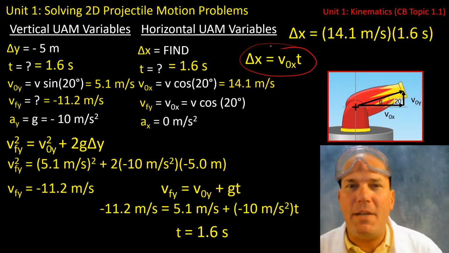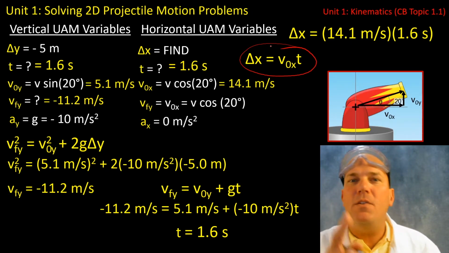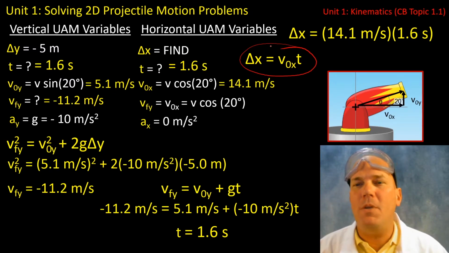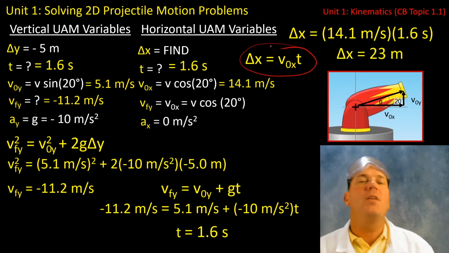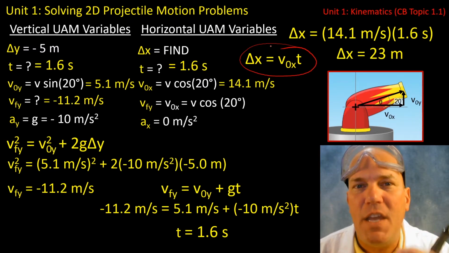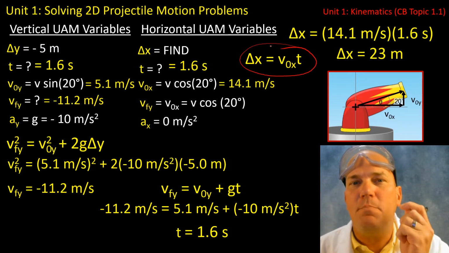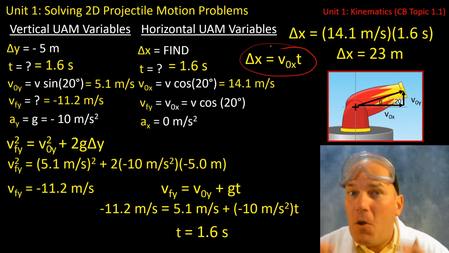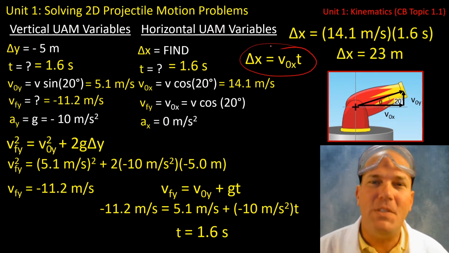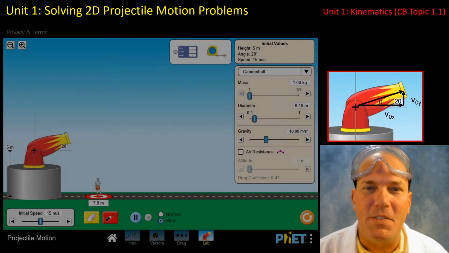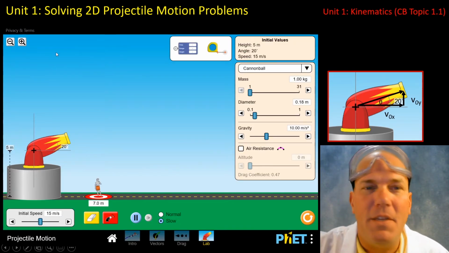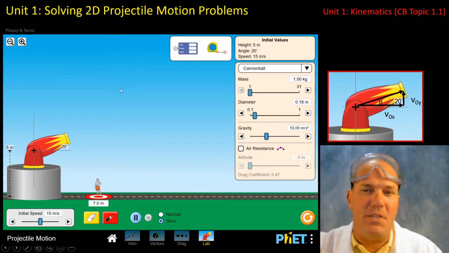We hit a quadratic, we backed out, we solved for V final, then we used V final to solve for time. Now it's easy. 14.1 meters per second multiplied by 1.6 seconds gives us a change in horizontal position. This bocce ball should, we hope, fly 23 meters horizontally, neglecting air resistance. So now let's go ahead and see what's happening here in this PHET simulation.